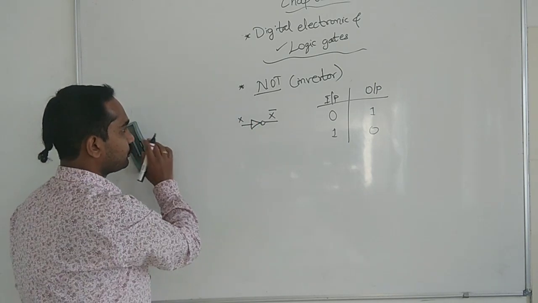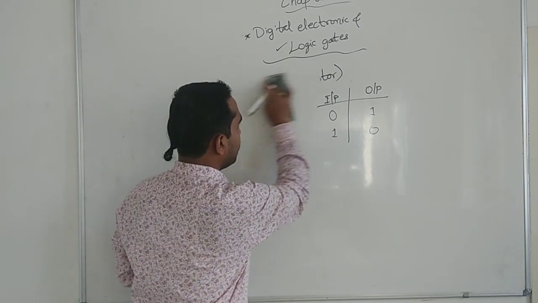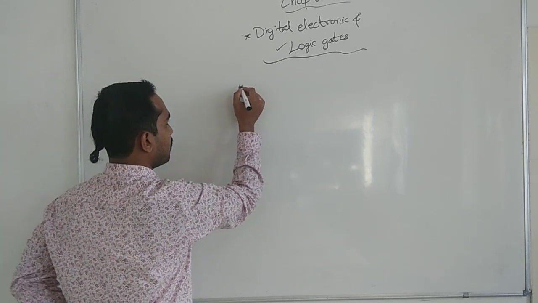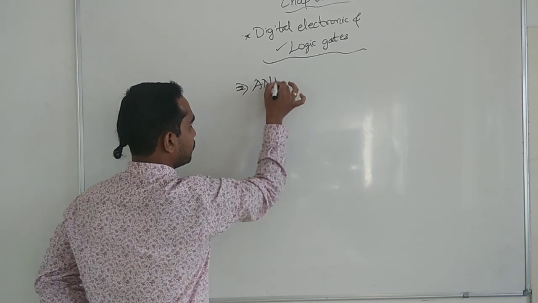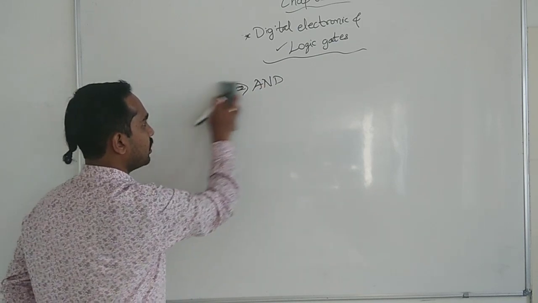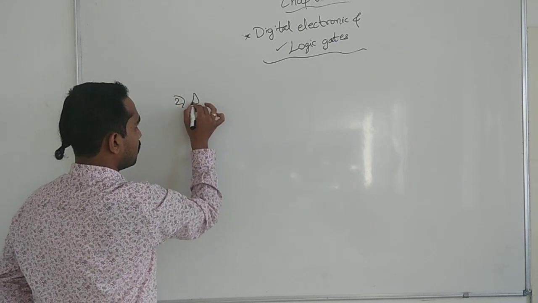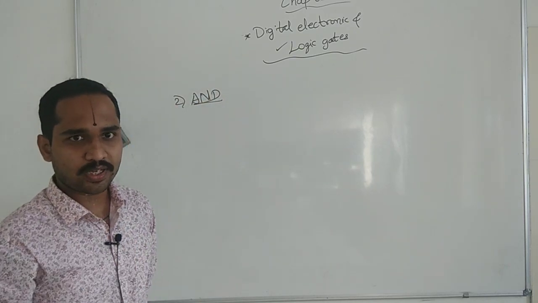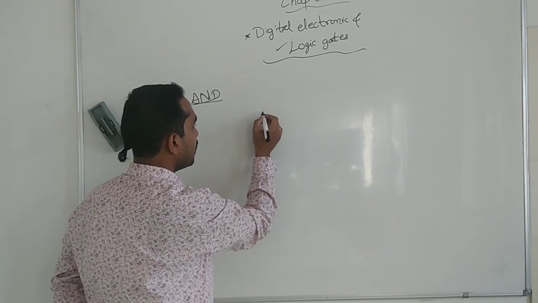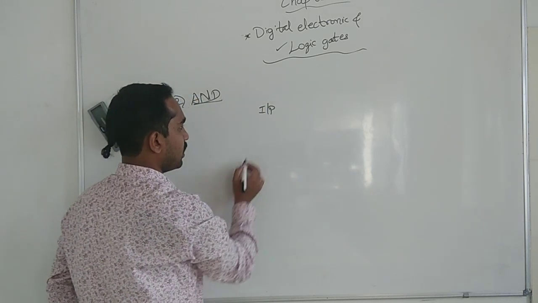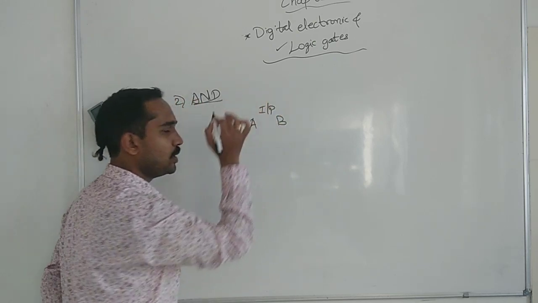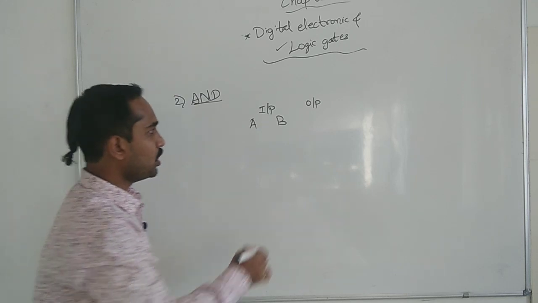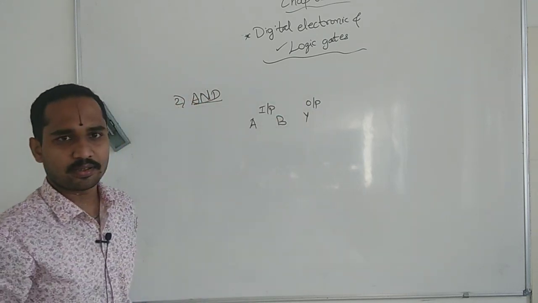Now, let us go to the next gate, and that is the AND gate, the second one. How does this AND gate work? The AND gate is a 2 input gate. Minimum 2 inputs are required; 3 or 4 can also be there. Say A and B, 2 inputs are there, and you get an output. Let us call the output Y.